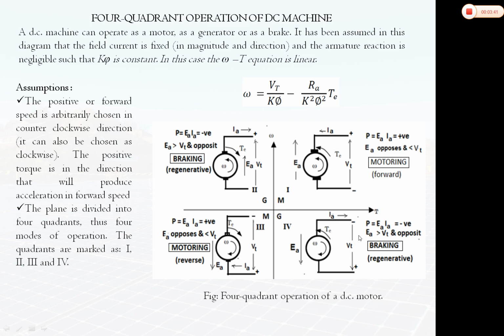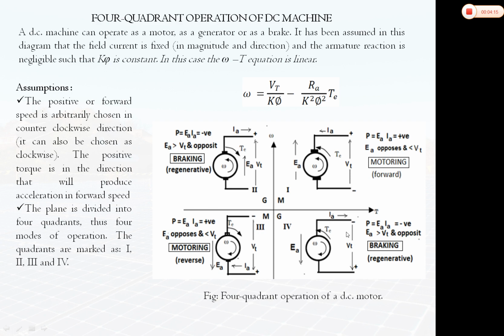Similarly, this is the fourth quadrant. Torque is positive, speed is negative. So the product of these two will be negative. Power is negative, which means again this machine is working as a generator. That means it is sending power back to the source. So this is again a braking operation. Speed is in the clockwise, negative direction, but torque is in the anti-clockwise direction, so the product of these two will be negative.